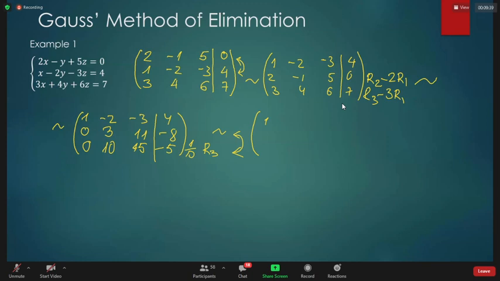So it's 1, minus 2, minus 3, 4. 0. Now 10 divided by 10, 15 divided by 10 is 1.5, and minus 5 divided by 10 is minus 1/2.